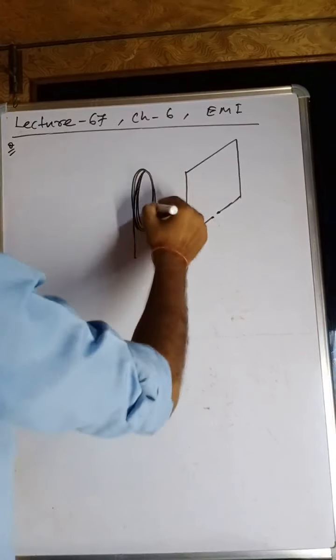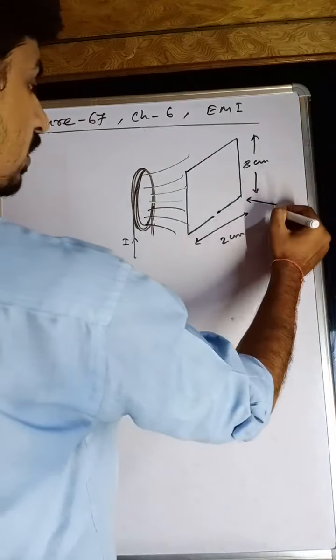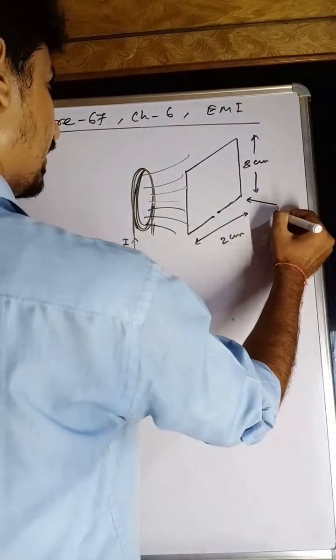It is in a stationary state. Why? Because there is no current induced and no EMF induced. Now the resistance of this coil, suppose it is R, 1.6 ohm, which might differ from the book. I have seen this question in the book: 8 centimeter, 2 centimeter, and resistance given as 1.6 ohm.